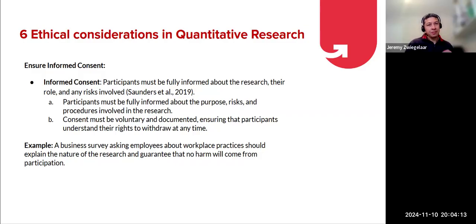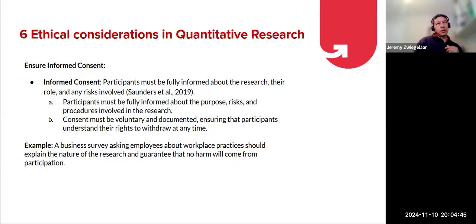There needs to be some consent. The consent must be voluntary. In other words, they are doing it of their own free will. They're not being coerced. They are not being forced. They're not being bribed in any way to do the research. And they also have the option to withdraw from the research, in terms of doing the survey, at any point in time once they have started.